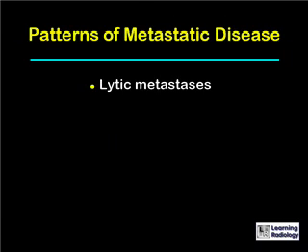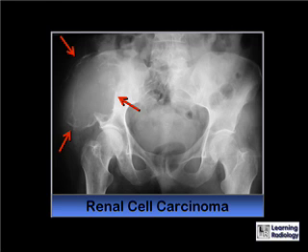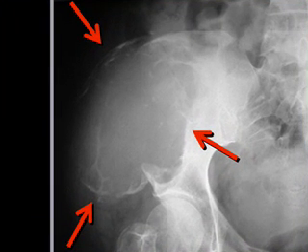The patterns of metastatic disease fall into two major groups. Those that are primarily lytic include lung carcinoma, breast cancer, renal cell carcinoma, thyroid carcinoma, stomach and colon carcinoma. This is an example, which I showed you earlier, of a large geographic expansile lytic lesion with septations in the right ilium from a renal cell carcinoma.